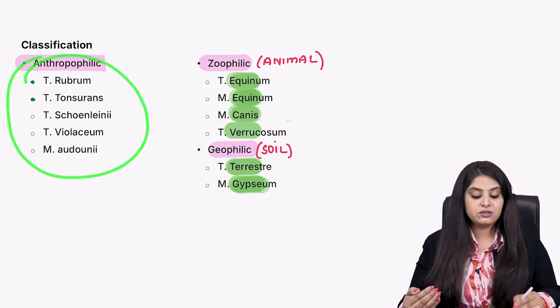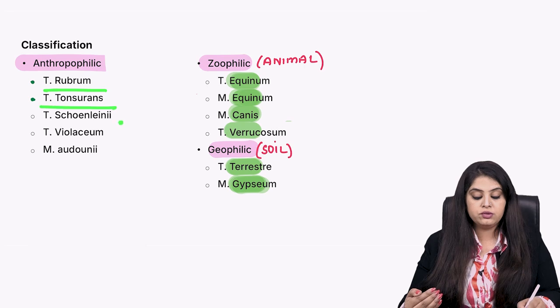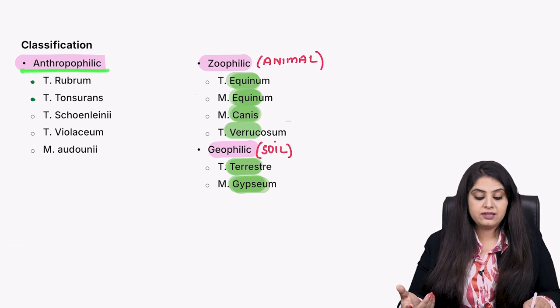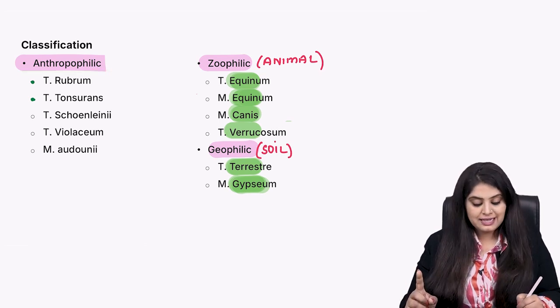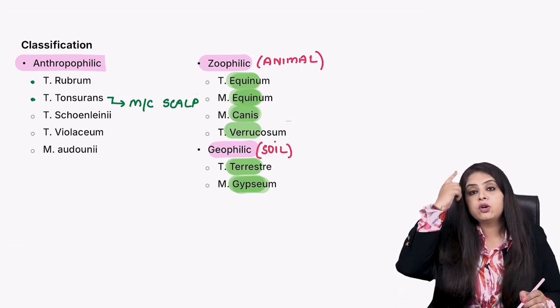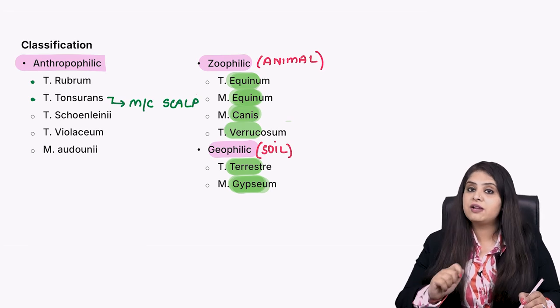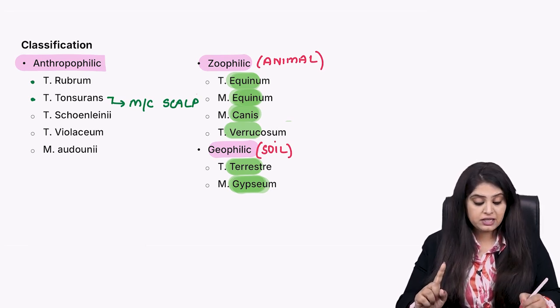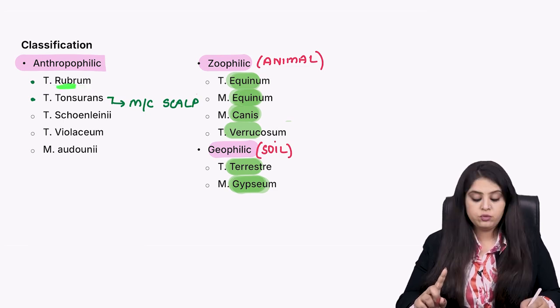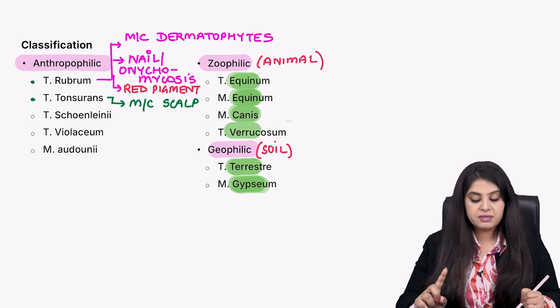And everything else that is left, whether it is rubrum, tonsurans, schoenleinii, violaceum or soudanense, all of these are going to be anthropophilic. Out of them, please note that it is tonsurans which is said to be the most common infection overall in the scalp, which I will tell you in a while. And one more thing about Trichophyton rubrum that you have to know is that rubrum has been named so because it creates a red color pigment.